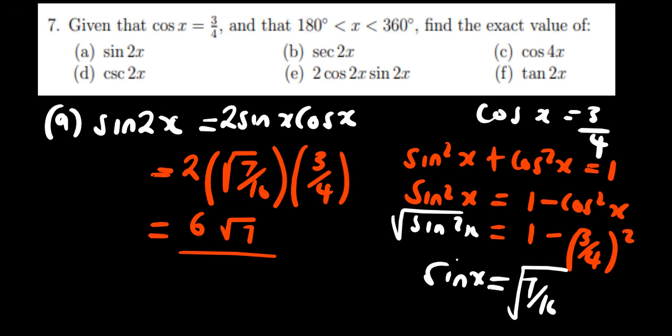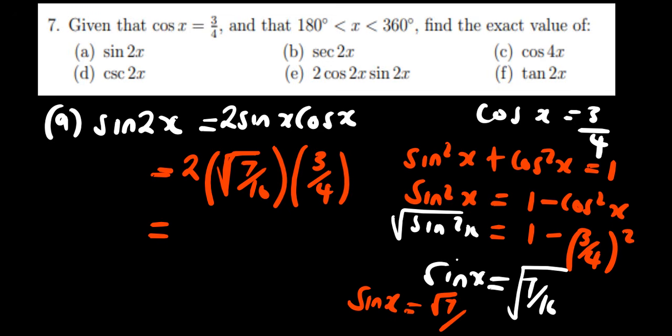Or what am I going to do? Because this is the square root of 7 over 16, I can write sine x is equal to the square root on 7, and the square root of 16 down, which we know is 4. Now we've also been given a range, 180 to 360. You know that sine is only positive in the first and the second quadrant, so it means our answer will be negative. It's good that we even went back.